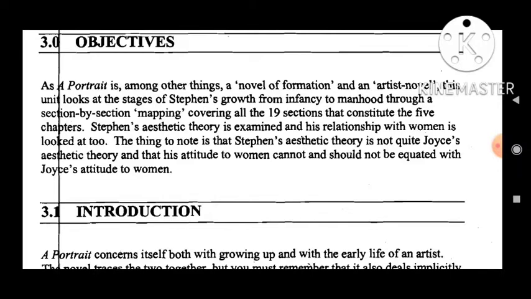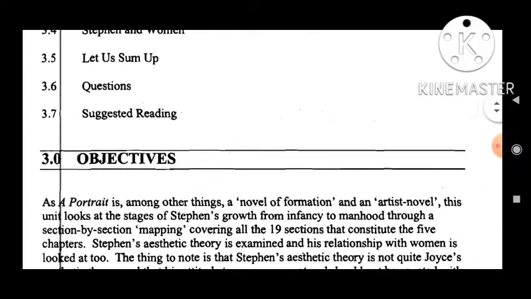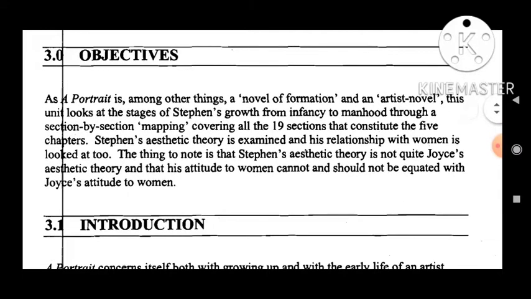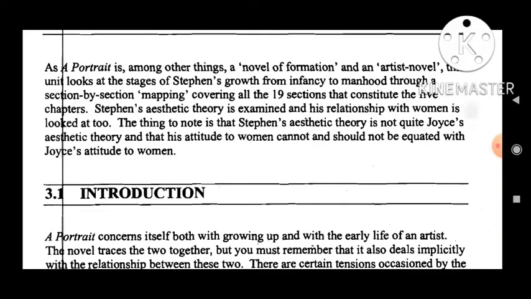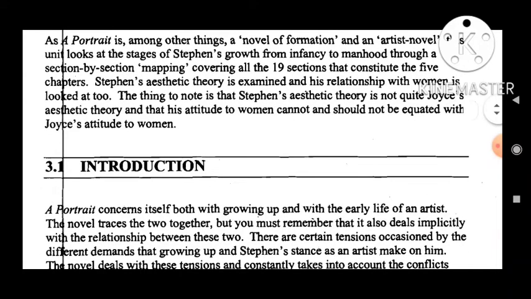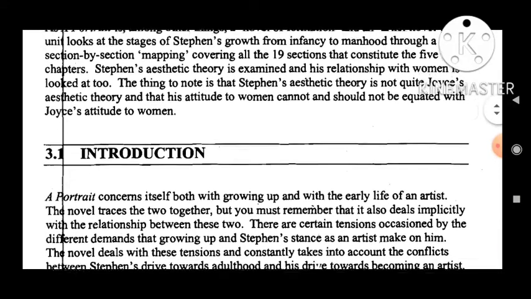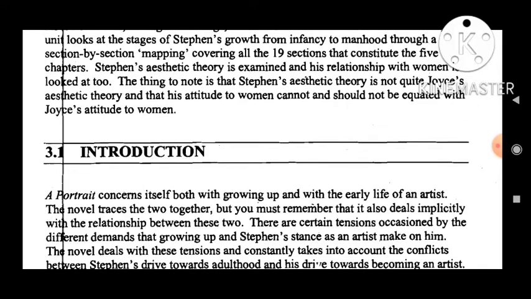Here is the main key point, you can note down. Every unit has its own objective. If we understand the objectives clearly, then it will be easy to capture all these things of this unit. So here it is a novel of formation and an artist novel. This unit looks at the stages of Stephen's growth from infancy to manhood through a section by section mapping covering all the 19 sections that constitute the 5 chapters. Stephen's aesthetic theory is examined and his relationship with women is looked at too.